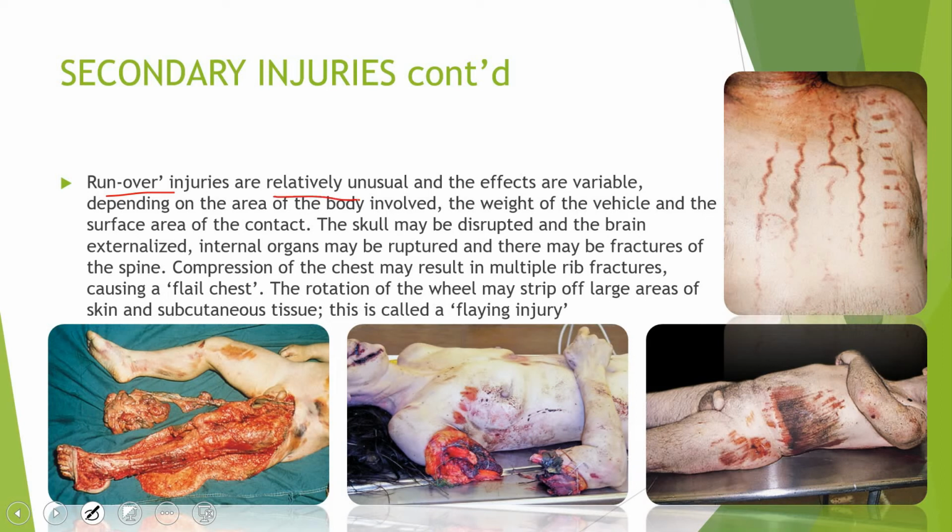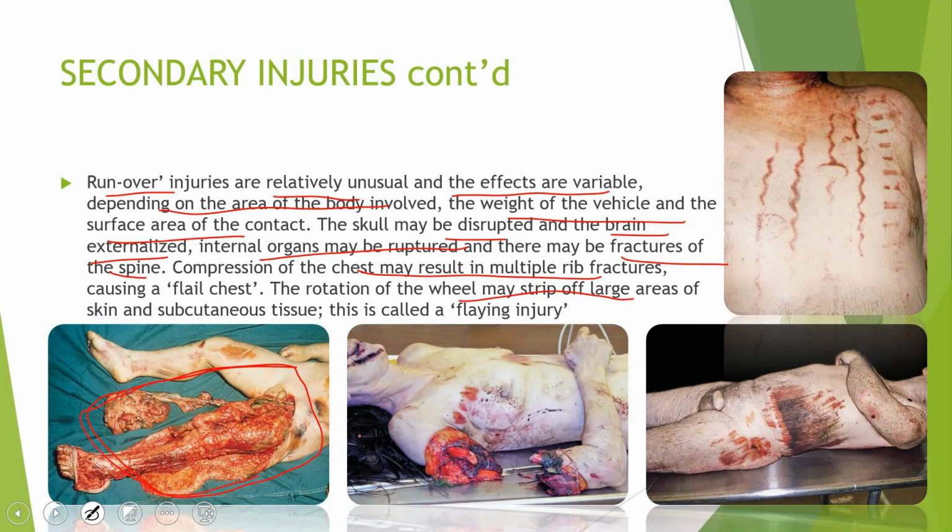Run over injuries are relatively unusual and the effects are variable depending on the area of the body involved, the weight of the vehicle, and the surface area of the contact. Run over injuries can cause disruption of the skull, or even the brain can be externalized. This can lead to rupture of the internal organs and fractures to the spine. Compression of the chest may result in multiple rib fractures, and the tire can peel off the skin. The wheel may strip off large areas of skin as depicted here.